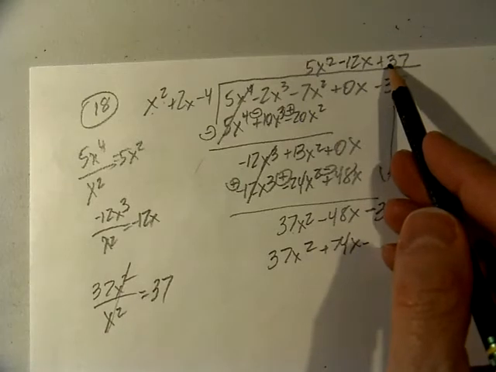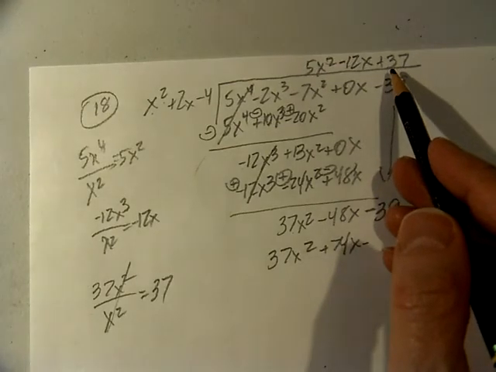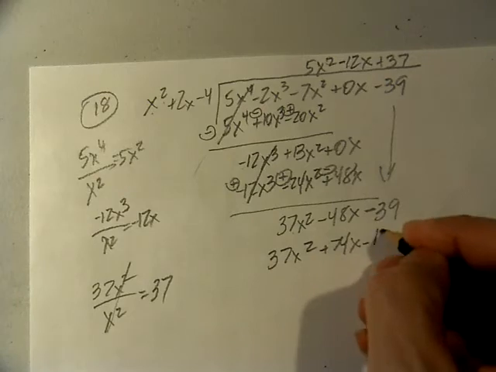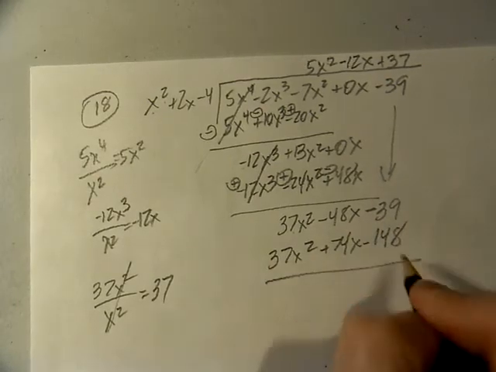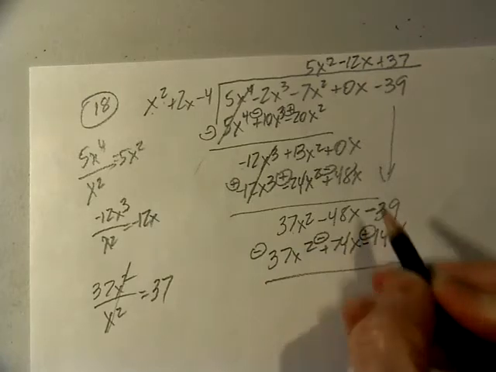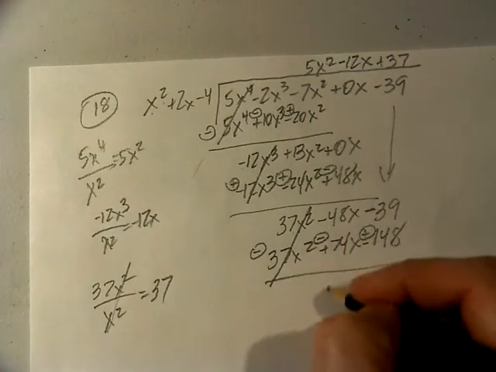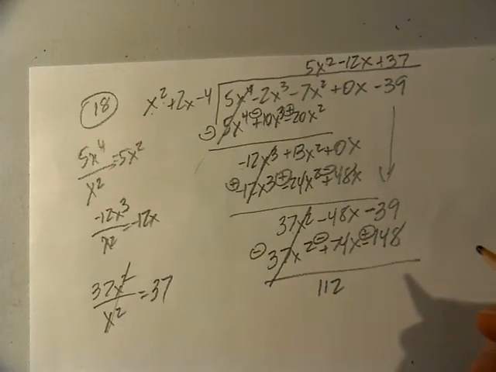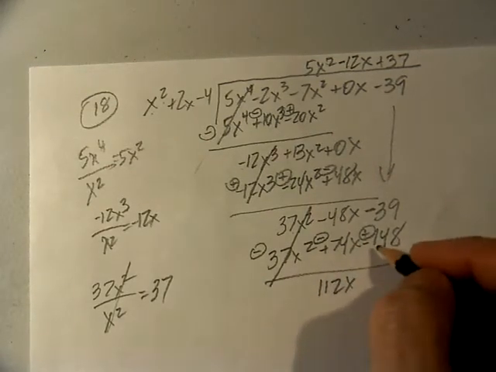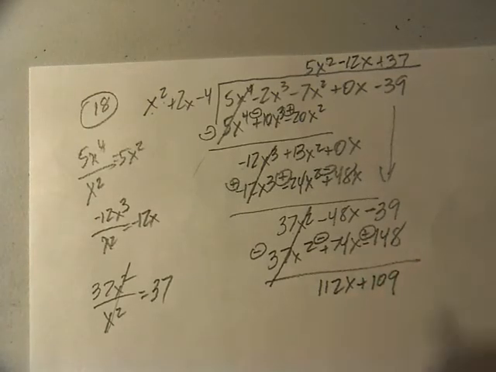So 37 and 37 is going to be 74, and 74 and 74 is 148. And then you come through and change the signs. These are going to cross out. They have to cross out. This becomes 112x. And this becomes a positive 109.